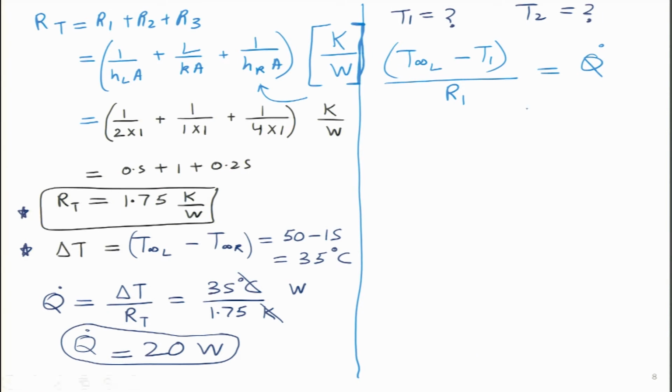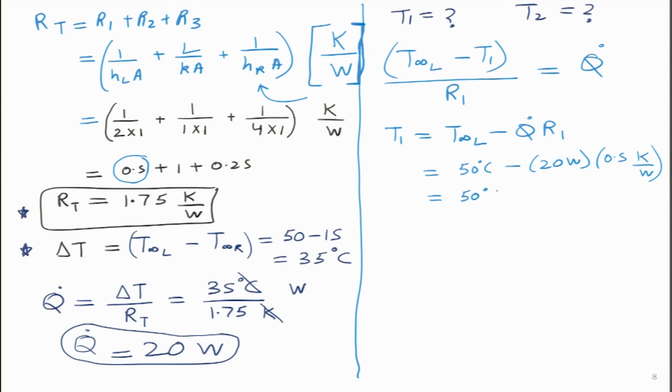So, in this equation everything is known except for T1. From here I can solve for T1, and T1 will turn out to be T infinity L minus Q dot R1, and these values I already have. So, this is 50 degrees minus 20 watts, and R1, if you go back, we had figured out from here, I think it is written here itself, it was 0.5 Kelvin per watt. So, it is 50 degrees centigrade minus 10 degrees centigrade, which turns out to be 40 degrees. So, T1 value we have calculated.